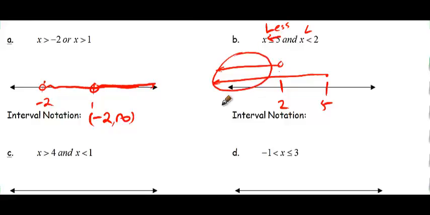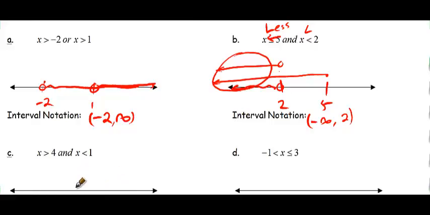So where are they overlapping? And that's what we're looking for when we talk about and graphs. They're overlapping here on the left. So from -infinity to 2. And you fill in the circle at 2. So parentheses. If I want to put it on the number line, it would look like that.